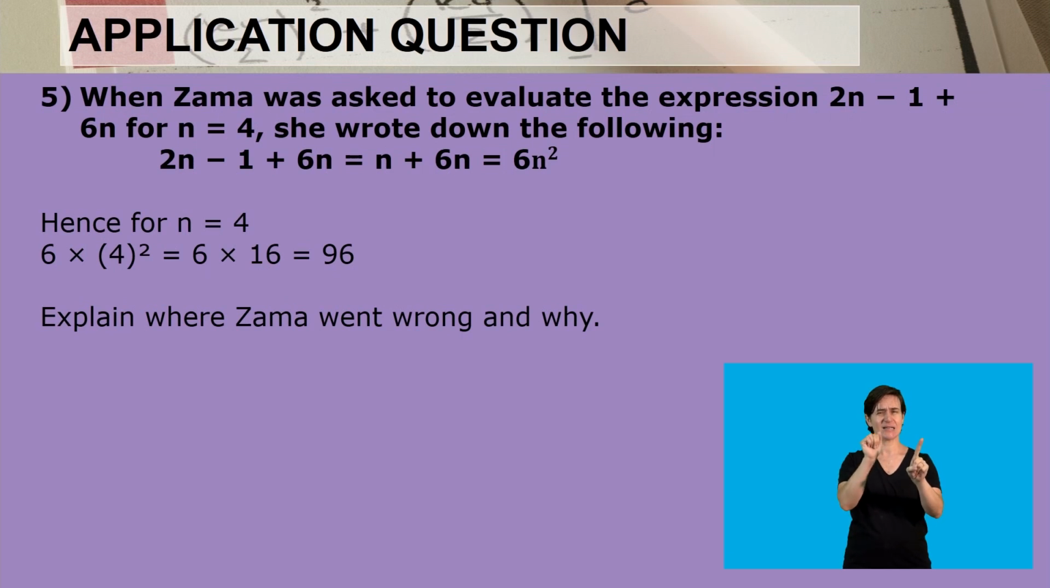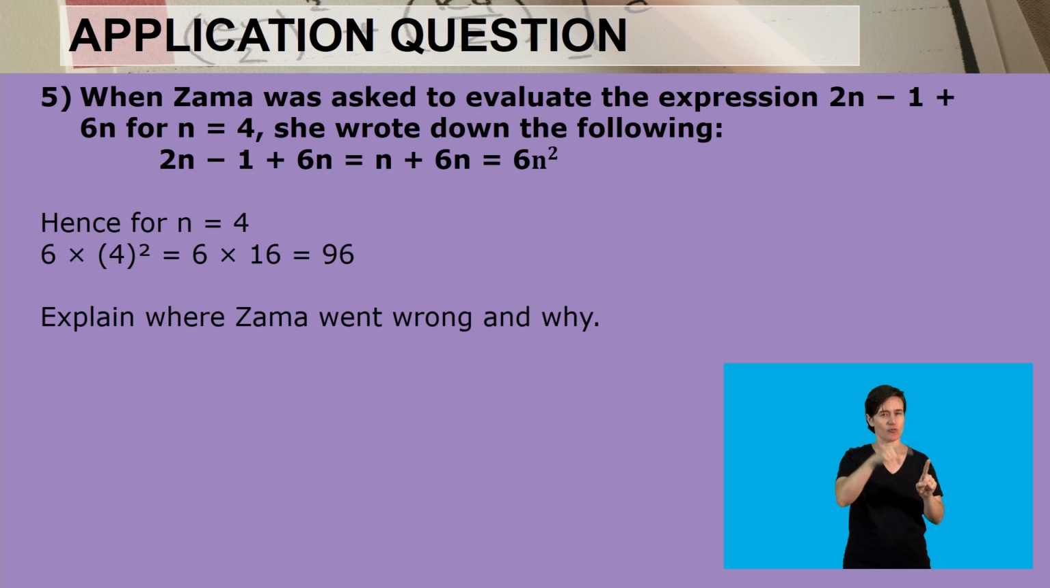The next question reads, when Zama was asked to evaluate the expression 2n minus 1 plus 6n for n equals 4, she wrote down the following. 2n minus 1 plus 6n equals n plus 6n, which equals 6n squared. Hence, when she checked her answer, where n equals 4, we substitute in the answer that she got, and she had to multiply 6 with 4 squared, and that gave her 6 times 16, which gave her 96. Now, explain where Zama went wrong and why.